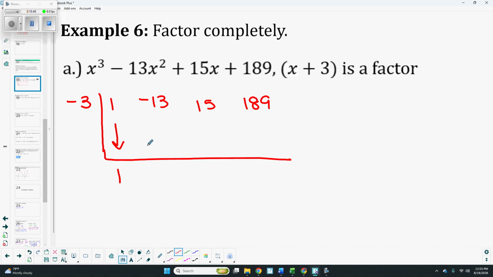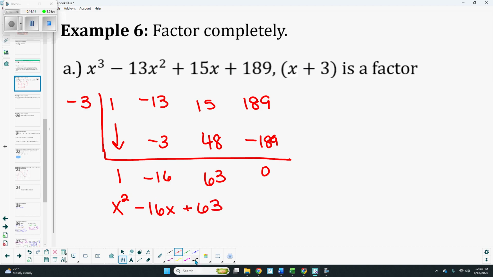So remember, multiply, add, multiply, add, multiply, add. And because we knew it was a factor, we should get a remainder of 0 there. So what I'm left with is, remember, 1 power lower, x squared minus 16x plus 63. So to factor this, it's a quadratic, no number in front of x squared, so look for the numbers that multiply to 63 and add to negative 16. That would be negative 7 and negative 9.